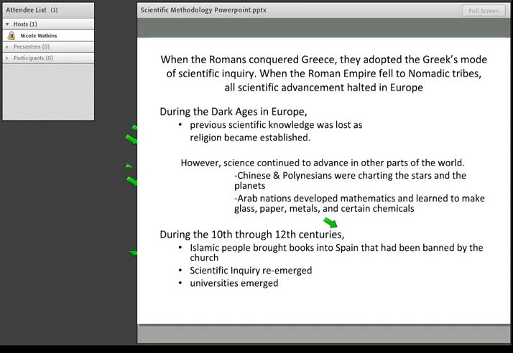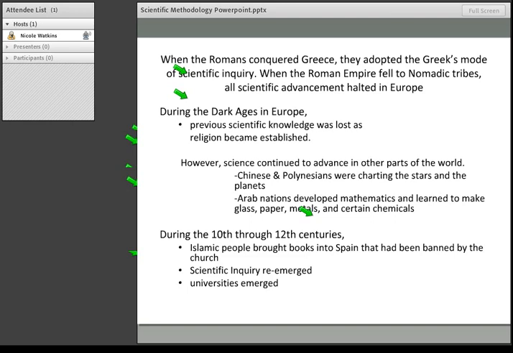Moving forward, when the Romans conquered Greece, they adopted the Greeks' mode of scientific inquiry. And there's that term again that I will be discussing with you more in later slides. When the Roman Empire fell to nomadic tribes, all scientific advancement halted in Europe. So this is when religion is starting to become more established.